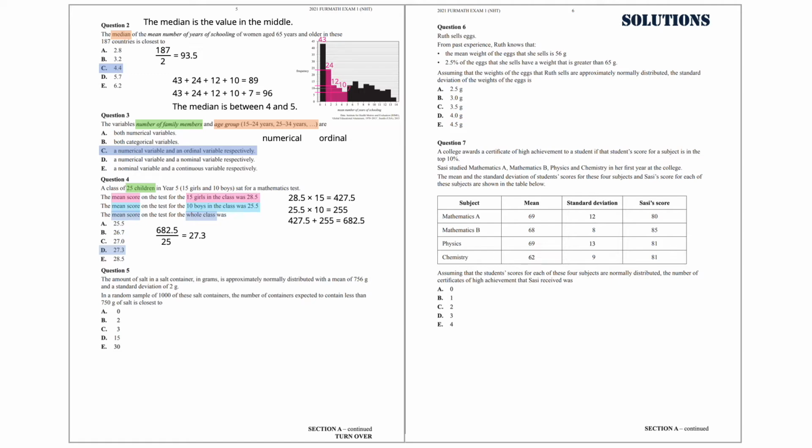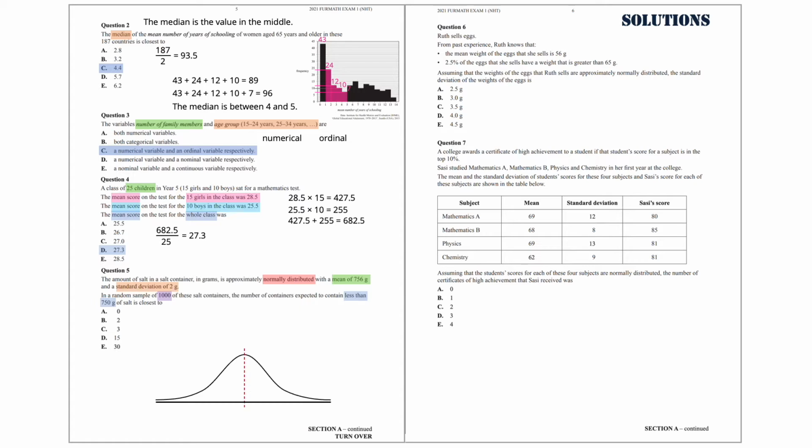Question 5. The amount of salt in a salt container in grams is approximately normally distributed with a mean of 756 grams and a standard deviation of 2 grams. The question is asking for the number of containers in a random sample of 1,000 of these salt containers expected to contain less than 750 grams of salt. Let's start by drawing the curve for the normal distribution.